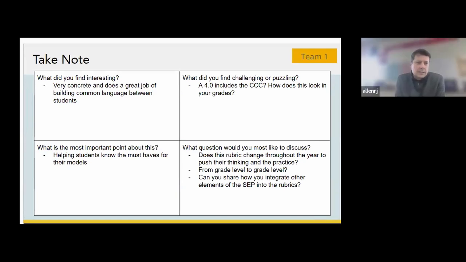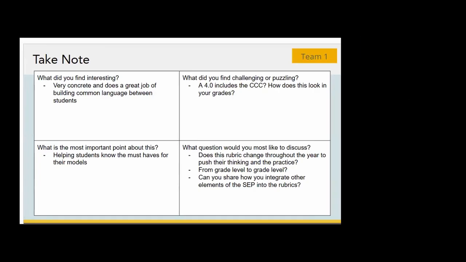So just looking at slide 39 here with team one. The 4.0 would include the CCC. And then I assume it says, how does this look in your grades? So I assume you're talking about A, B, C, D, E grades. Stop me if that's not what your question was about. Sorry, I was thinking a little bit more like standards-based grading. Do you do standards-based grading with this approach to tag it to the SEP and tag it to the CCC? Are you putting it in twice?